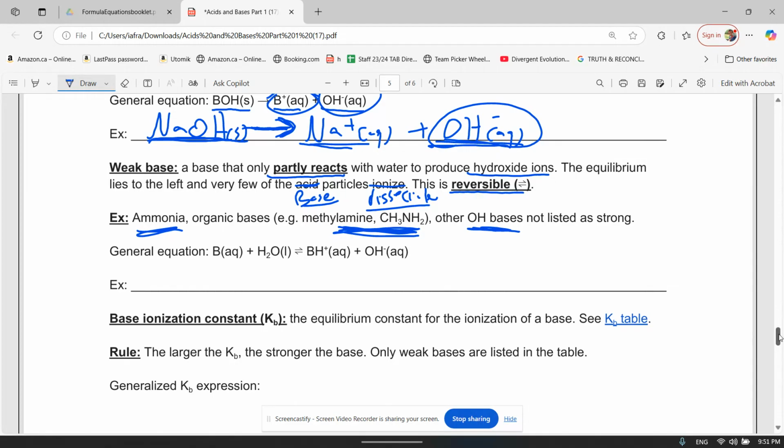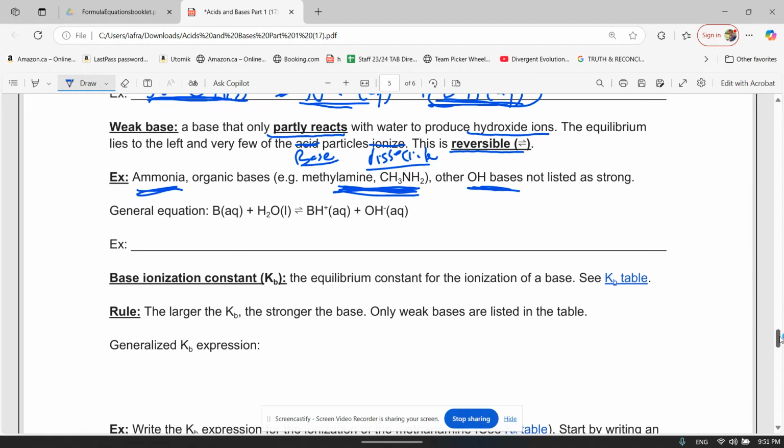And so here's an example of a weak base situation. We have the weak base B plus H2O. Since it's a weak base, B is going to take H from H2O. That's going to produce BH plus and then OH minus, and we're going to have a double arrow there to show that it's an equilibrium and that it's a weak base.